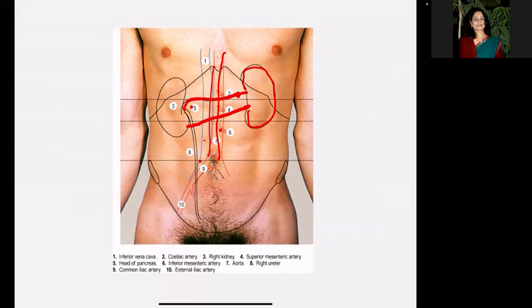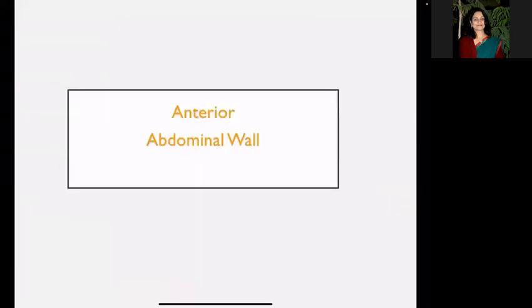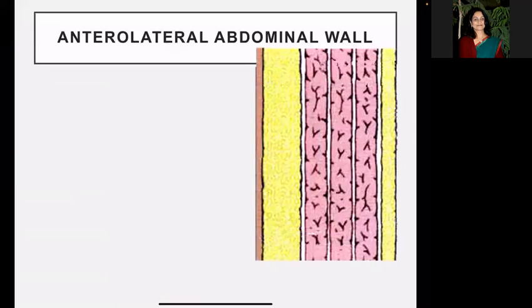is the inferior vena cava. The aorta is dividing into the common iliac arteries, and then the common iliac artery divides again into the external and internal iliac arteries. Then we'll talk about the anterior abdominal wall.